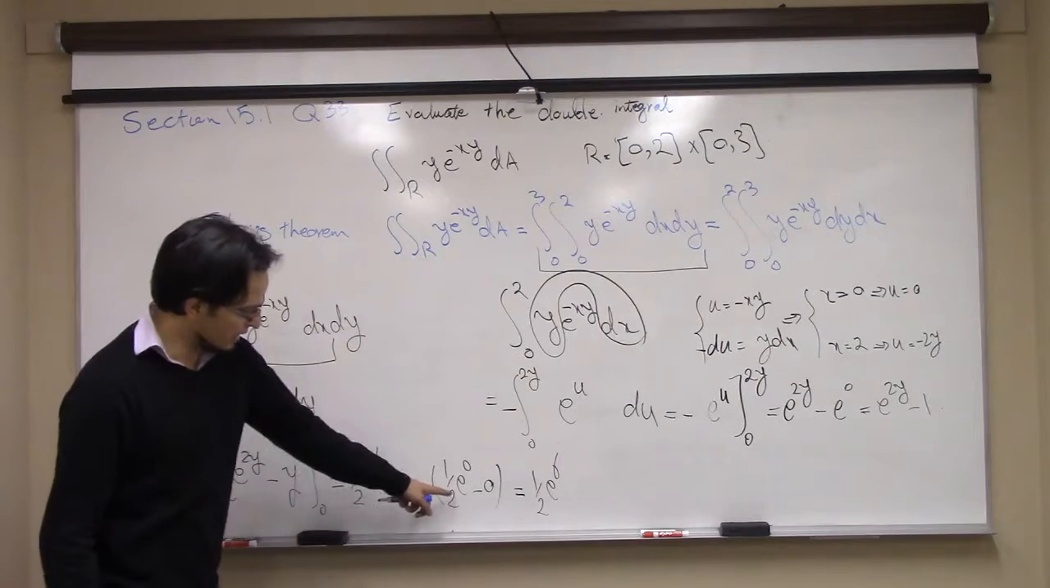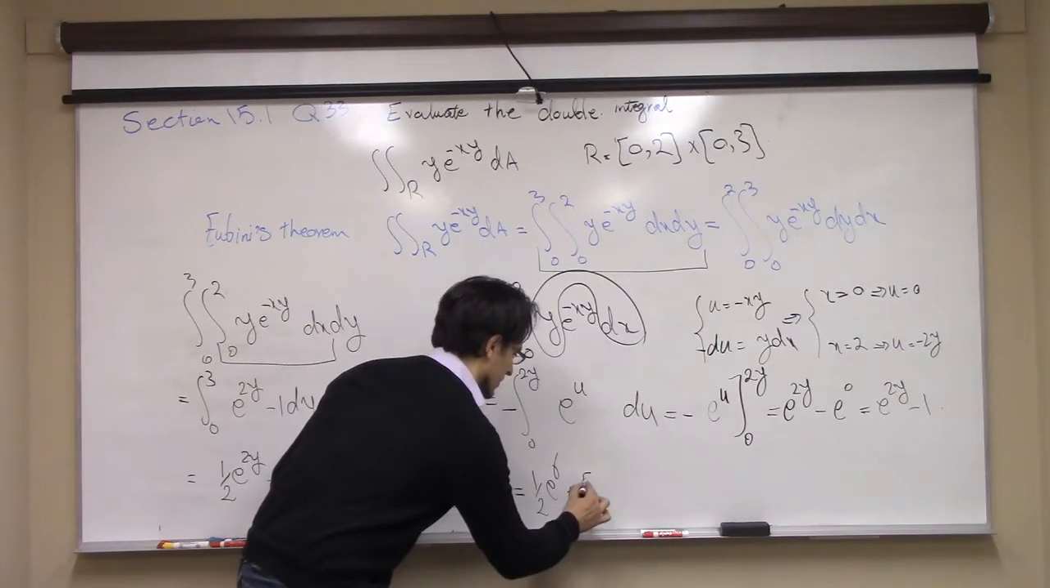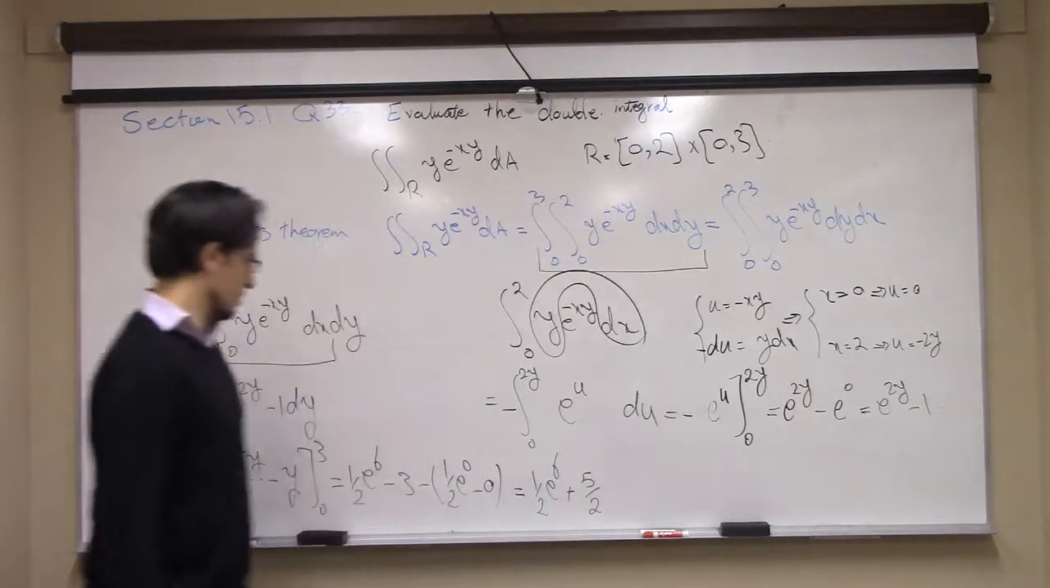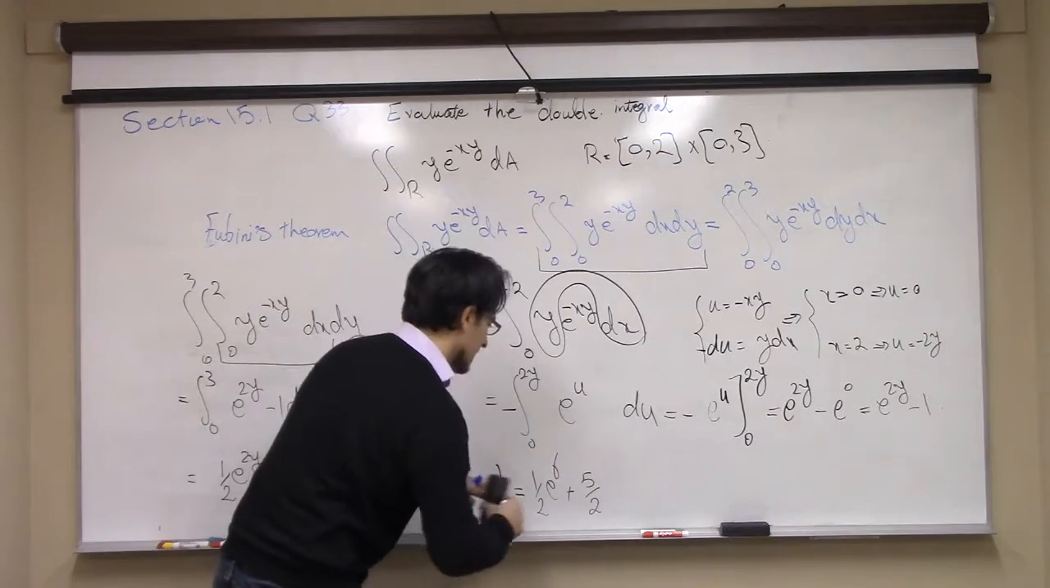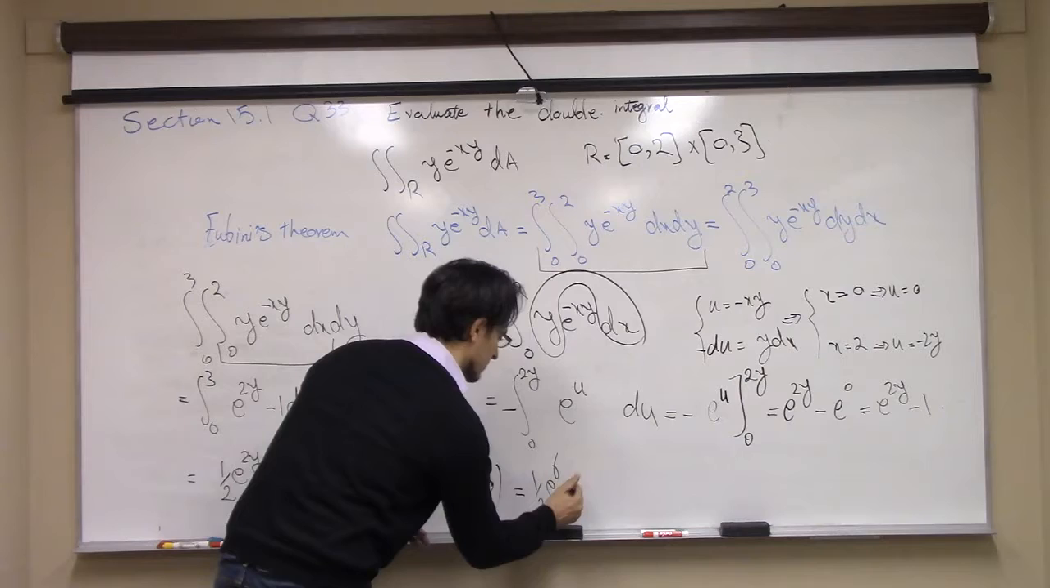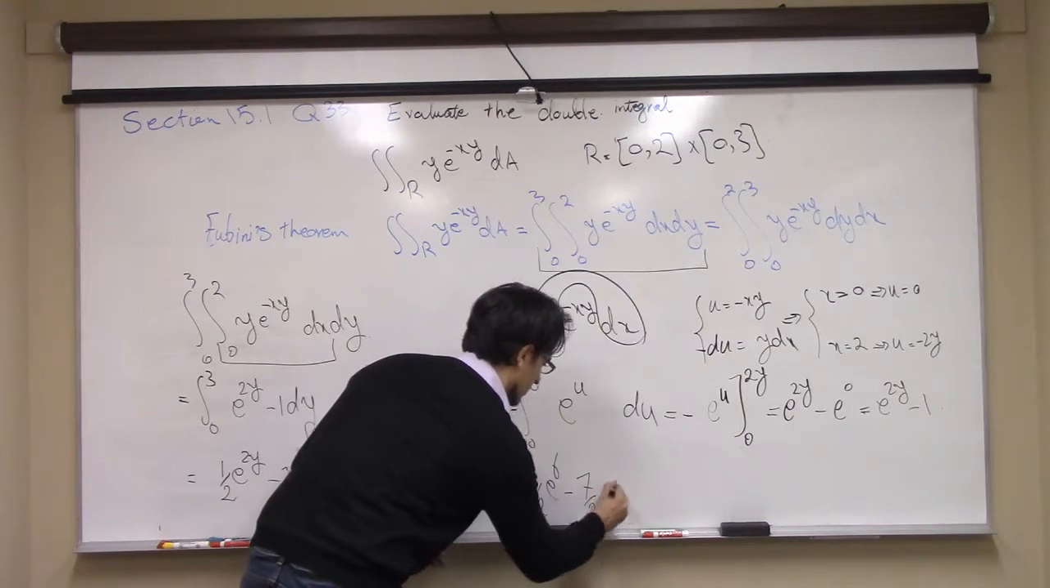This is 3 minus half. It's going to give me 5 over 2. Oh, sorry, it's negative. Both of them are negative. So I get minus 7 over 2.